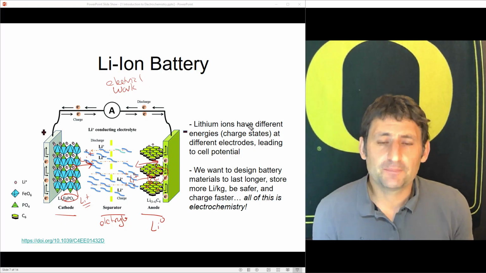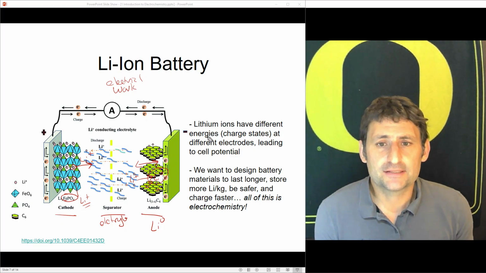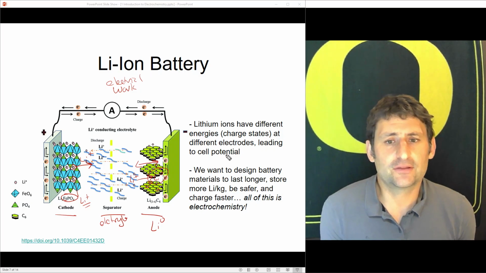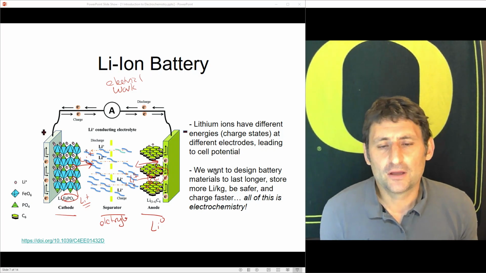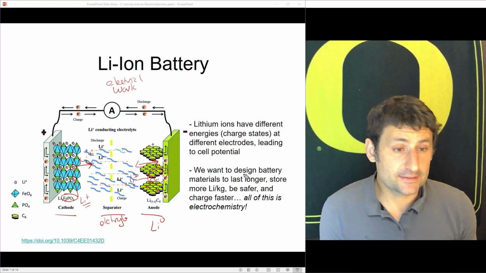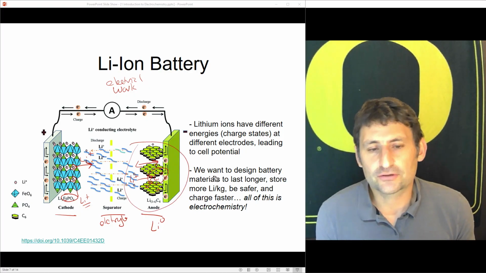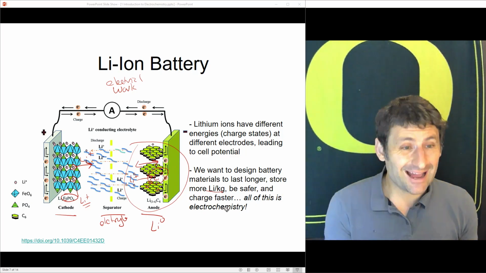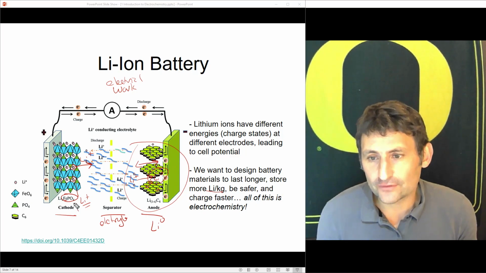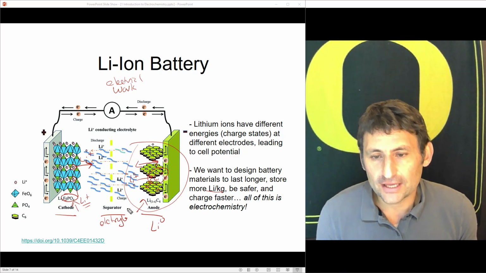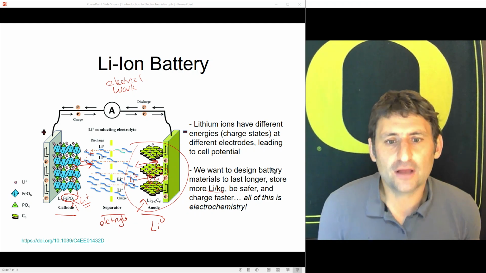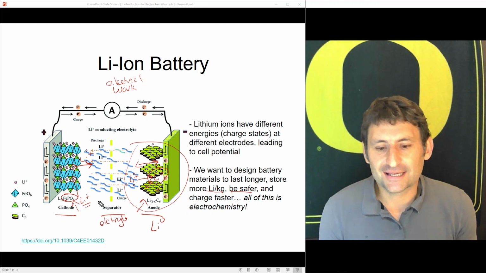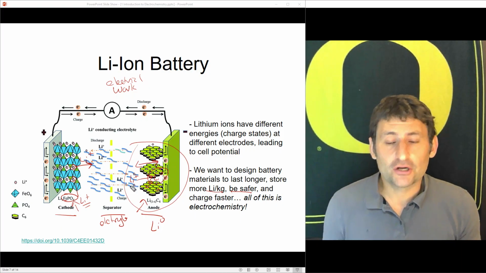So the basic idea then is that lithium ions have different energies, different charge states at different electrodes, the anode versus the cathode, leading to a cell potential. And we want to design batteries that last longer, so we need to understand all these electrochemical processes. We want to store more lithiums per kilogram. We want a higher density of energy storage, so that involves designing new materials for the anode, the cathode, the separator, the electrolyte. We want them to be safer, so we'd like to figure out how to get electrolytes that conduct lithium very well, but are not flammable.